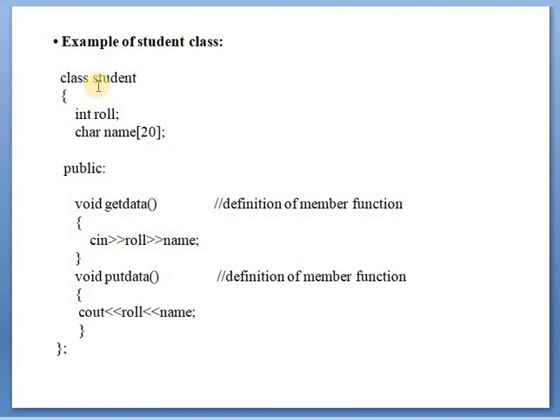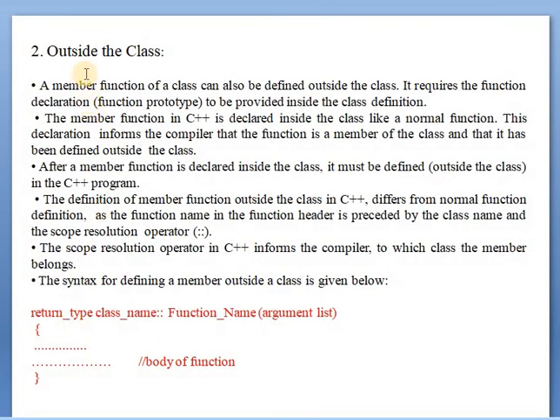So we have seen the example of how to write the class and how to define the member functions inside the class. Now we will see the second, that is outside the class, means how to define the function outside the class. A member function of a class can also be defined outside the class. It requires the function declaration to be provided inside the class definition. Means if you want to define the function outside the class, first we have to declare that function inside the class.